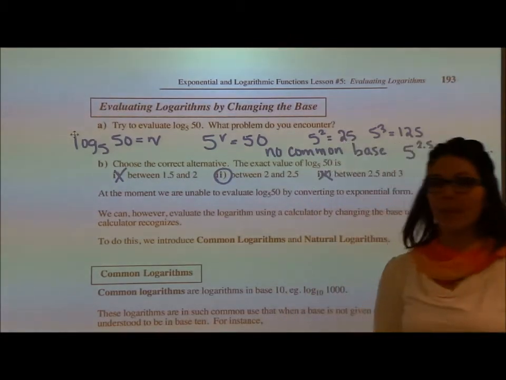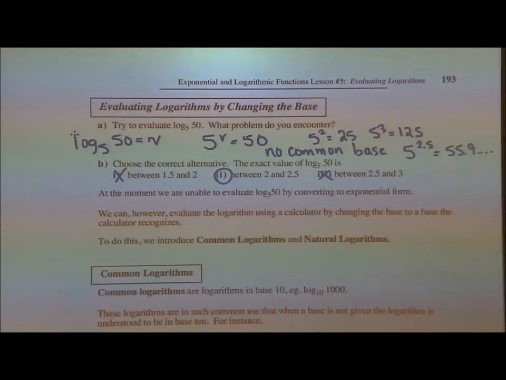2 and 2.5. So from here, then we could try to streamline it. We could try to go 5 to the power of 2.4, and then try to get it between 2.4 and 2.5, and keep going down. But that's a time-consuming method. So what we want to do is find a way that possibly I could use a calculator to help me do this.